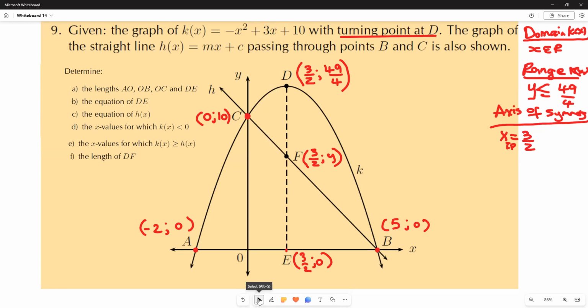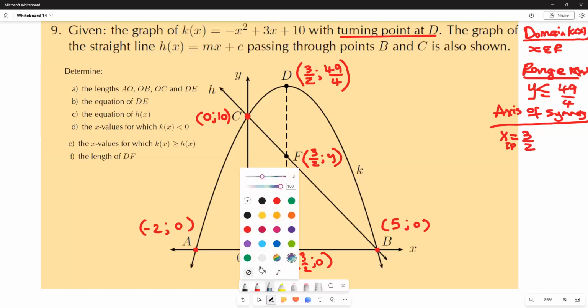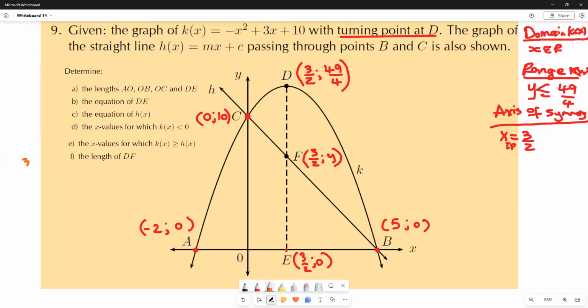Okay, so I found a lot of things. On the domain, the range, I found the axis of symmetry, and I found everything for the parabola, basically. So now I can go to the questions. I'm going to use a different color. I'll just pick orange. So they want us to determine the length of AO.